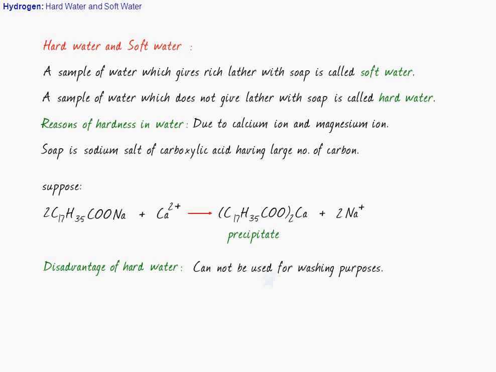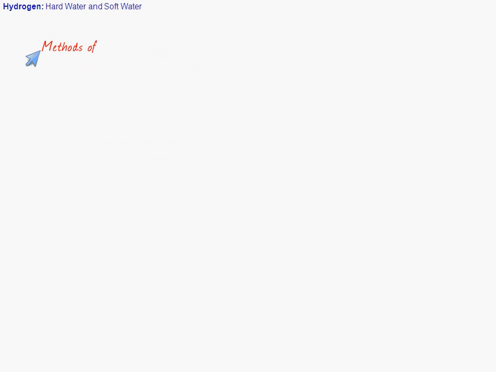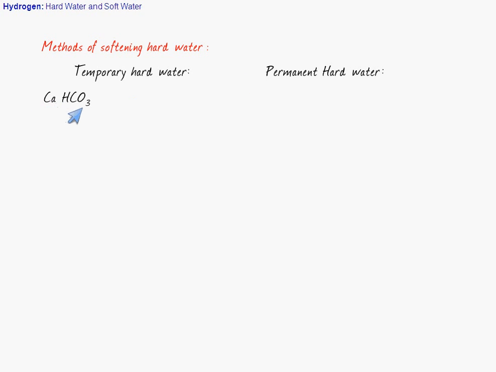Now we have to see what are the methods of softening hard water. But before that, it may be known that hard water is of two types. One is temporary hard water, another one is permanent hard water. Well, the temporary hardness is due to the bicarbonates of calcium ion and magnesium ion present in water, that is Ca(HCO3)2 is present in water, which provides hardness.